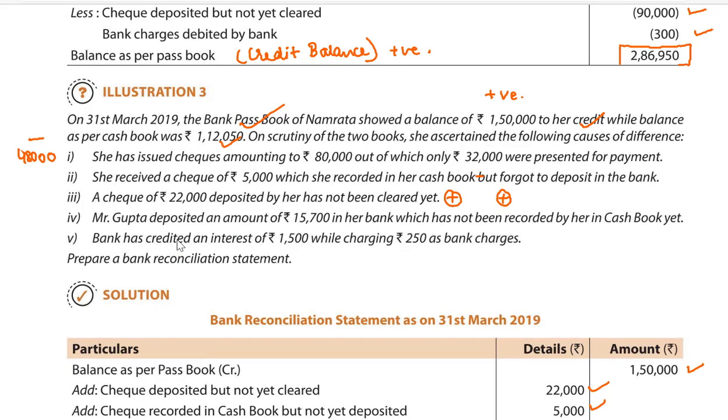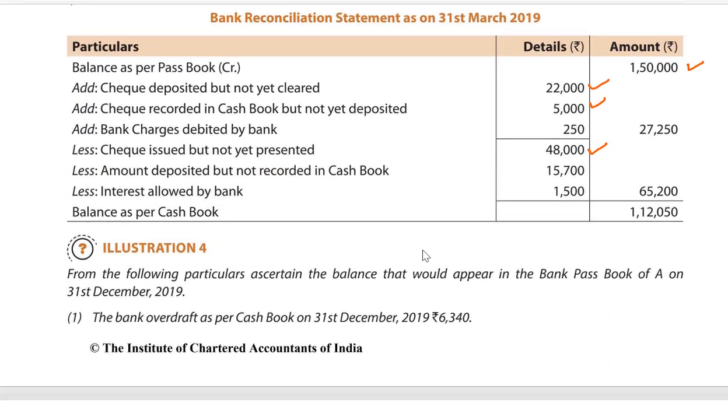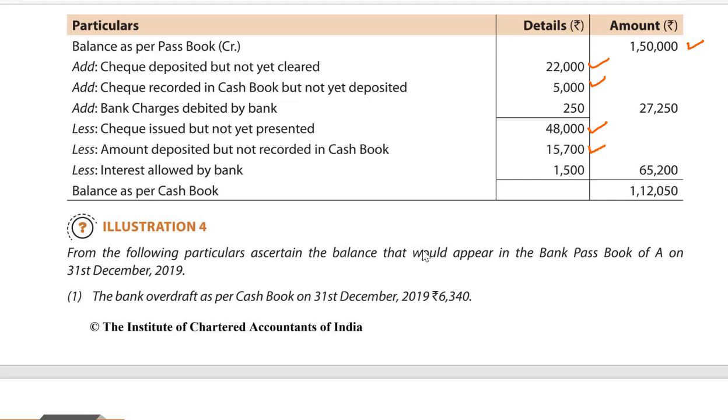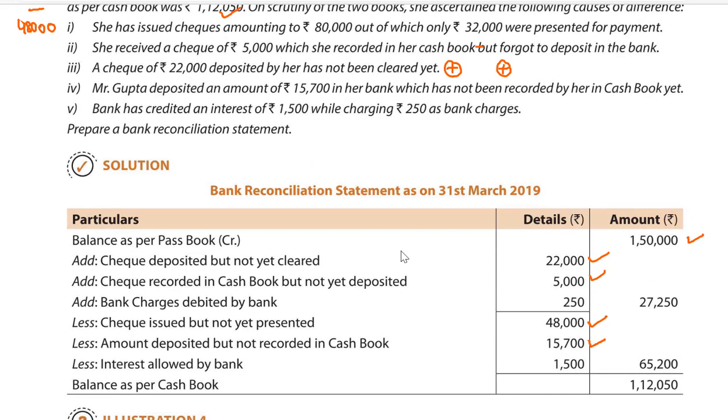Mr. Gupta deposited an amount of 15,700 in her bank which has not been recorded by her in the cash book yet. So in the bank it is plus, but in the cash book there is no entry. So in the bank also we need to do minus 15,700. I believe you are getting the logic. In the bank also we need to do minus 15,700.